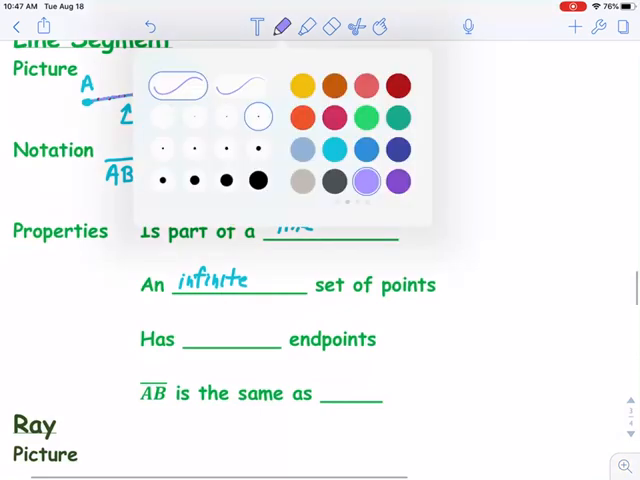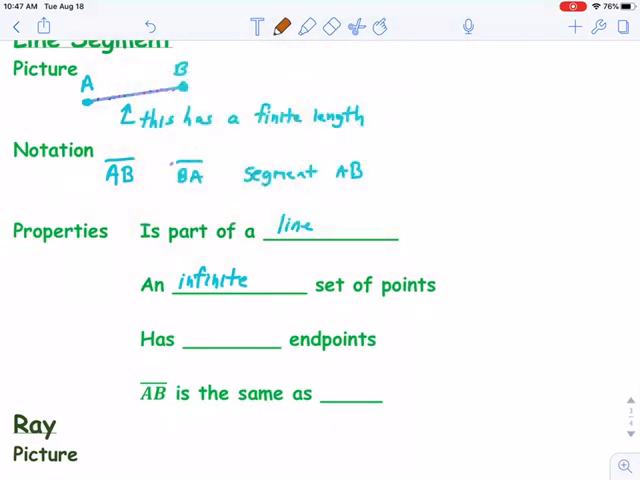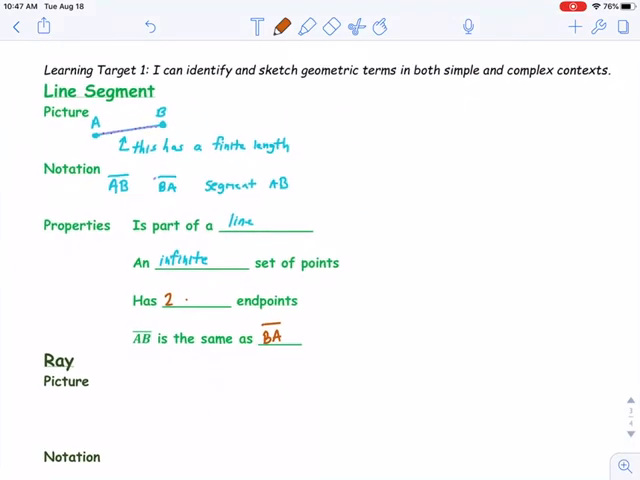It has 2 endpoints though, and that's what you name it by, 2 endpoints. And AB is the same as BA. I already said that. So that's a line segment.